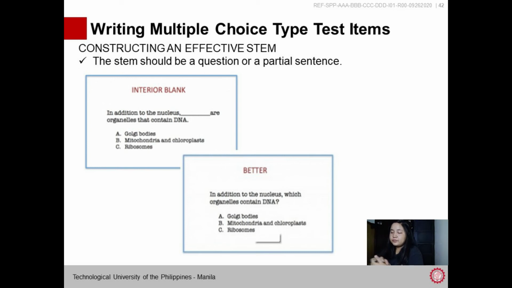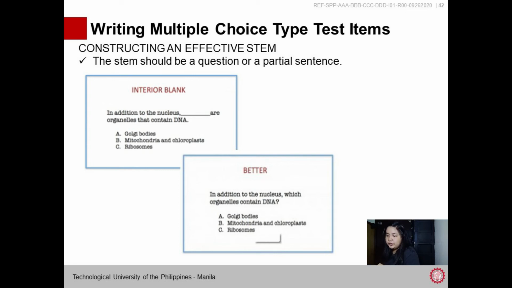Medyo hindi siya complete kasi hindi siya sumasagot sa WH question, di ba? Or sa who, what, when, where, why, and how. So, hindi ma-assess yung learning ng student doon, or the students will not be able to understand or analyze the item or the stem kasi nga wala, or hindi siya nagre-reach sa level ng understanding. So, sa paggawa ng better partial sentence, ganito dapat.